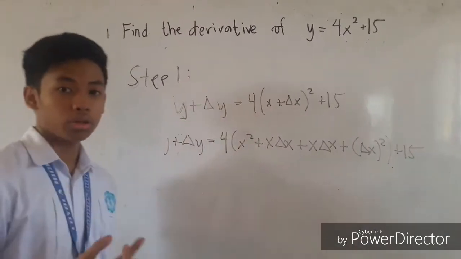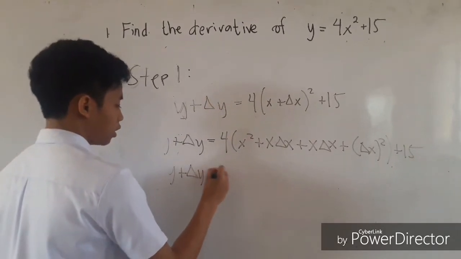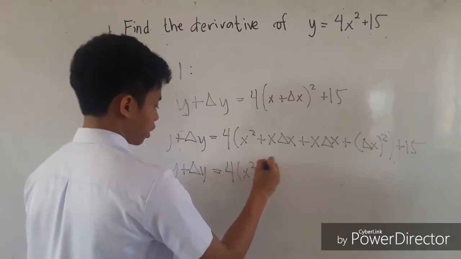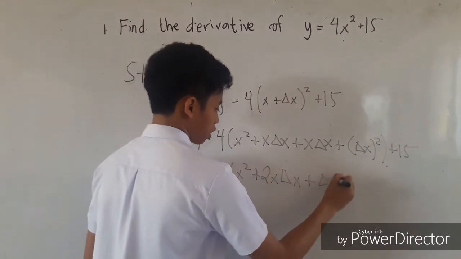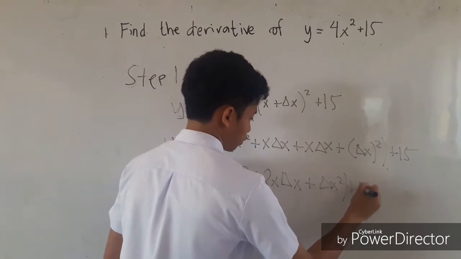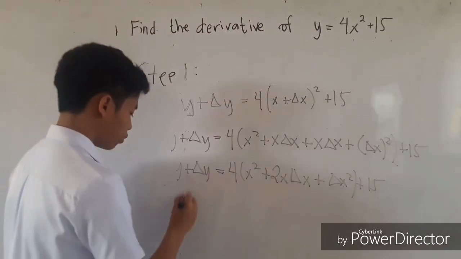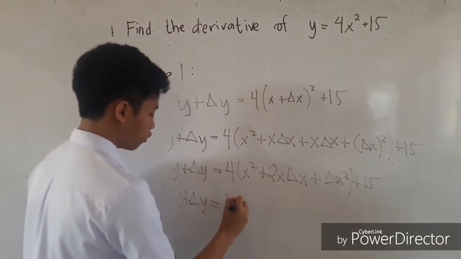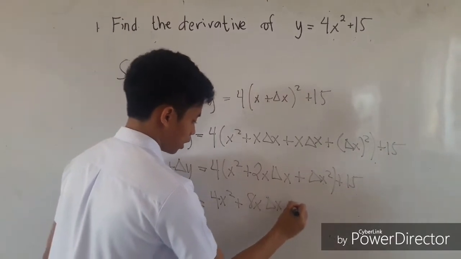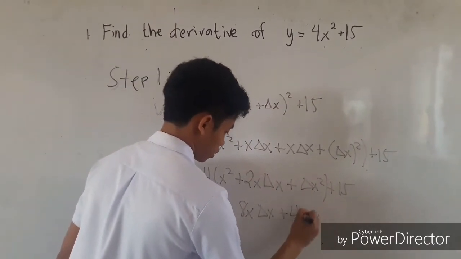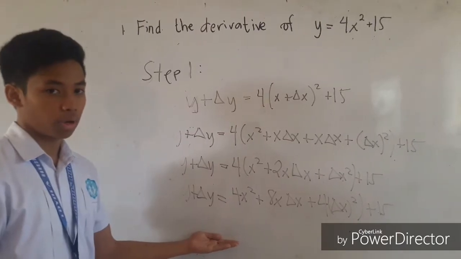So, in solving this, we use the FOIL method. Then we combine like terms. So, y plus delta y is equal to 4(x squared plus 2x delta x plus delta x squared) plus 15. So now we distribute 4 to here. So y plus delta y is equal to 4x squared plus 8x delta x plus 4 delta x squared plus 15. So here now is our simplified form.